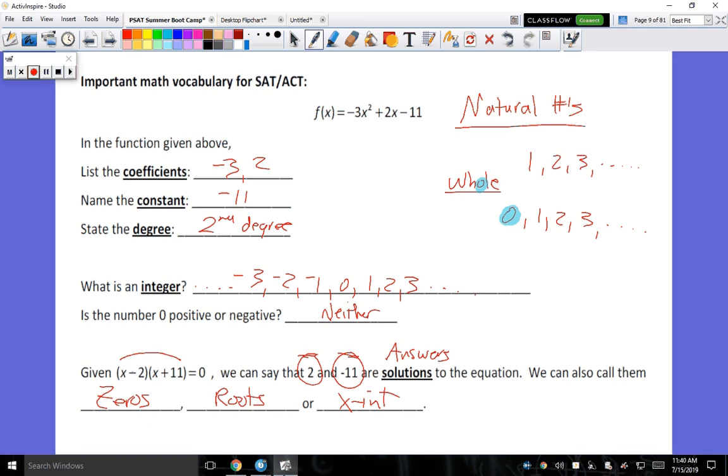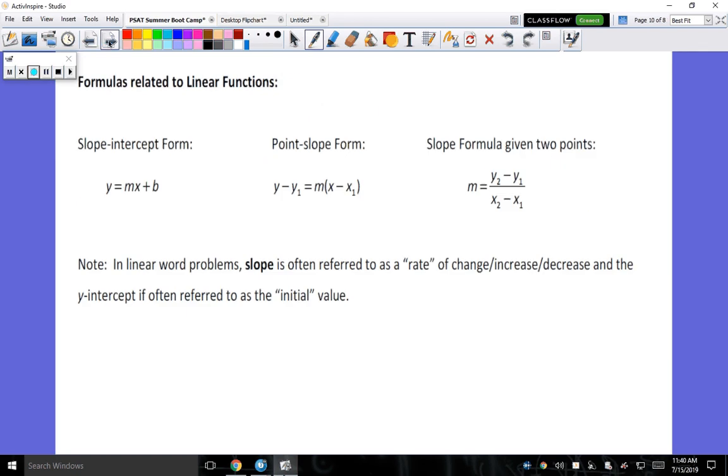Good. Is this difference of squares? Yes or no? No. What would you do to this to make it difference of squares? Okay, so you would make the 2 into an 11, or you would make the 11 into a 2. But everything else satisfies, right? You have a plus and a minus. Nicely done.